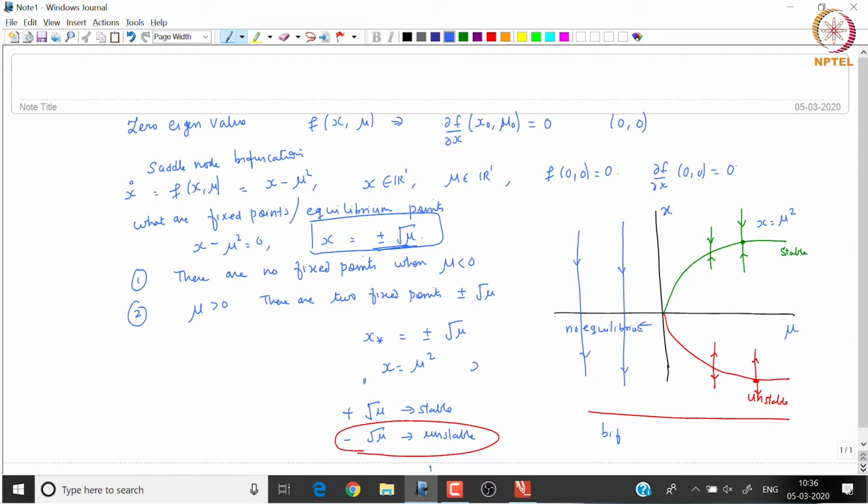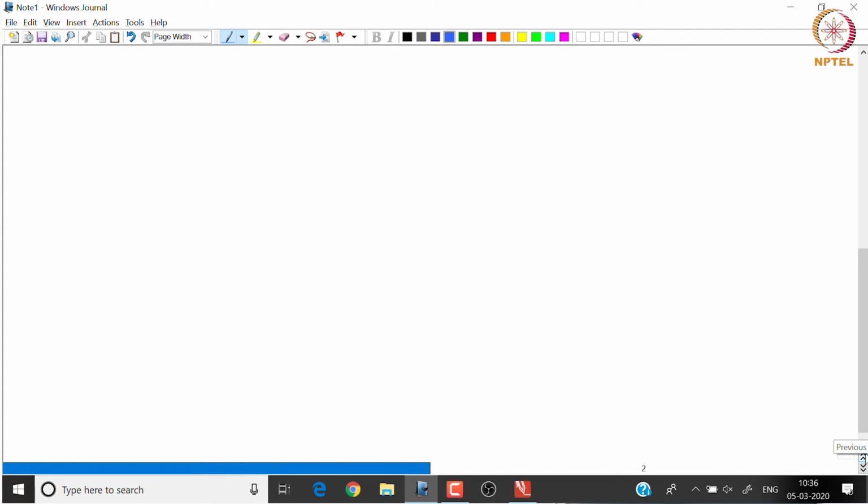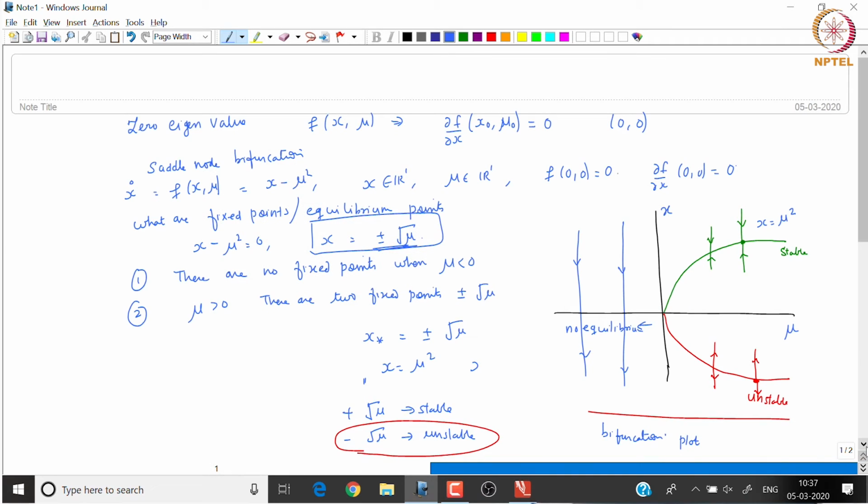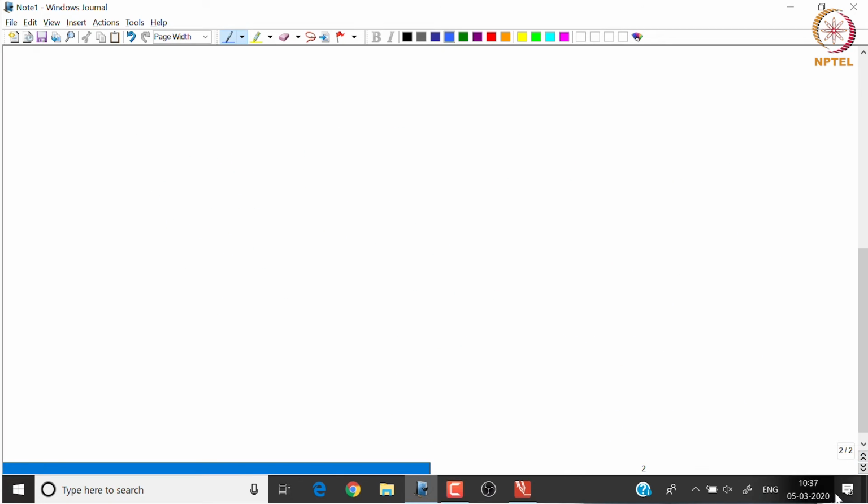So a bifurcation plot is where you just check how the equilibrium points or the vector field changes with varying values of mu. Okay, so the next bifurcation. So this was the simpler, the first case of the saddle node bifurcation. Right. So we had one stable equilibrium point, and another unstable equilibrium point.